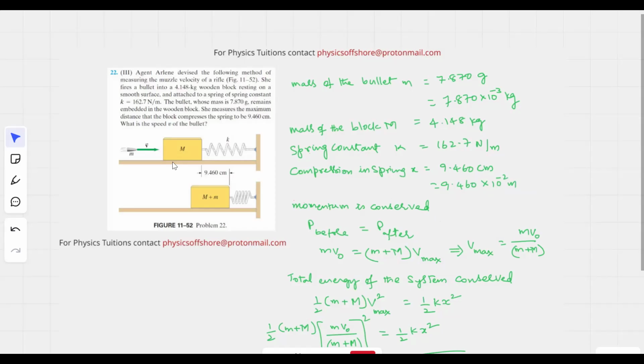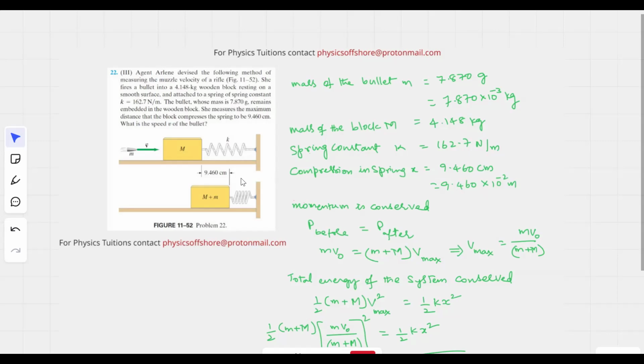Because this is a collision, as the bullet hits the block, the collision is inelastic, obviously. So momentum is conserved. Therefore, momentum before collision is equal to momentum after collision. So momentum before collision, m v naught, is equal to (m plus M) times v max. So v max is equal to m v naught by (m plus M).